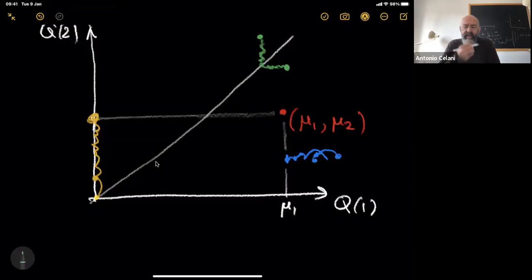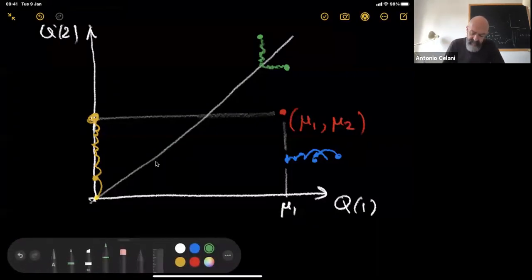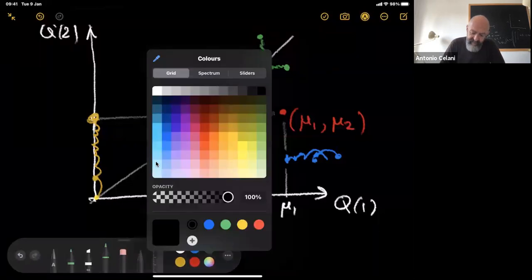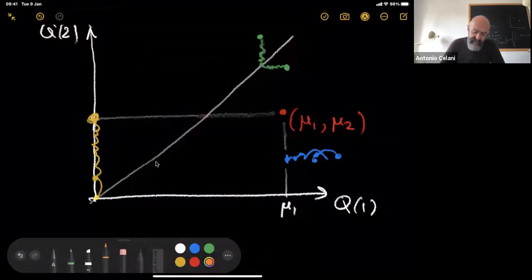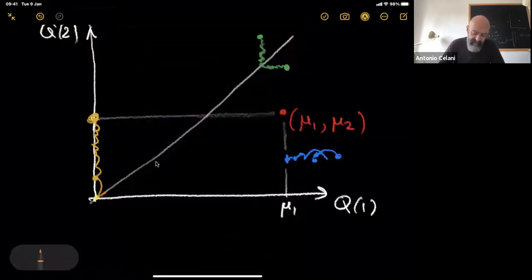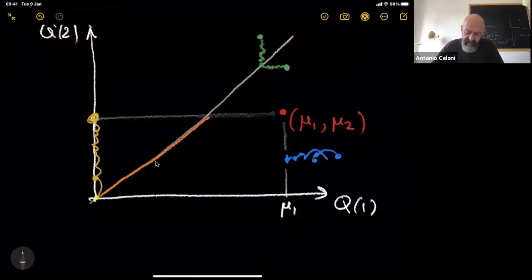So in fact, there is a full picture for this, which you can verify independently. There is a whole region of points which is depicted here in dark orange.